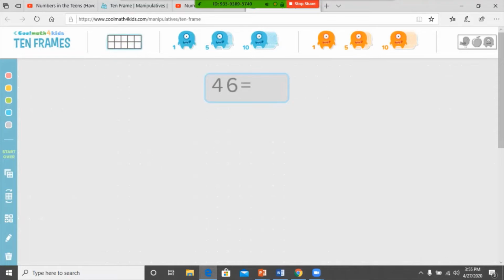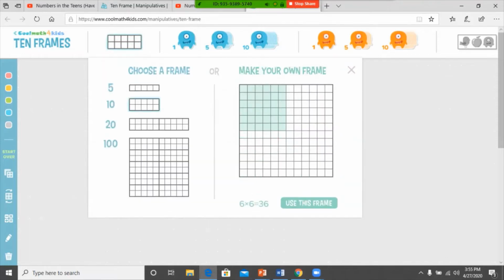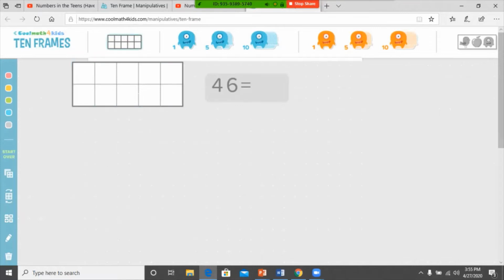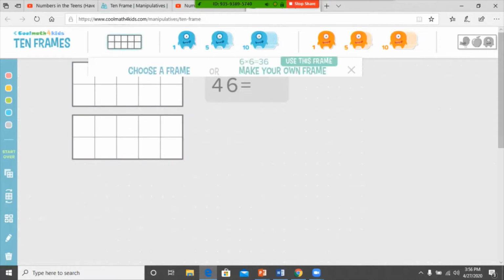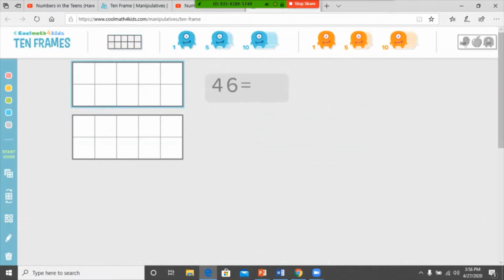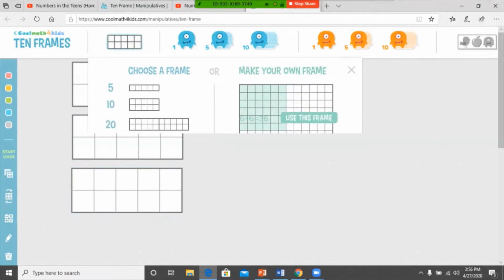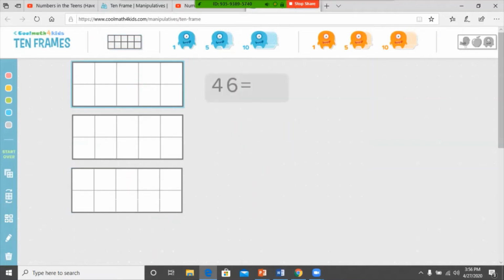Well, I am going to drag down a 10 frame, and I'm going to count while I do it. 10, let's do another one, 20, and if you notice, it doesn't look like it moved, but if you slide it down, there's actually 2 there, okay? Let's keep going. I need another one. 30, move that down again. And let's grab another one. 40.